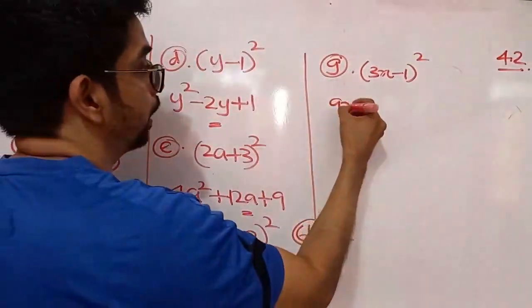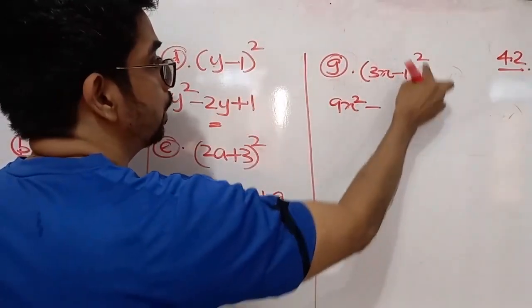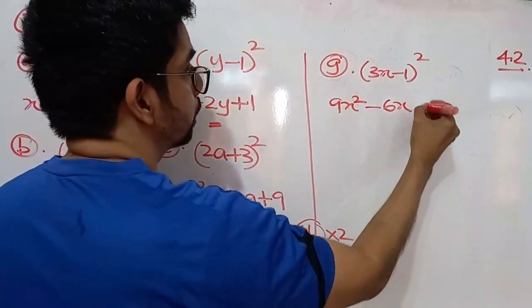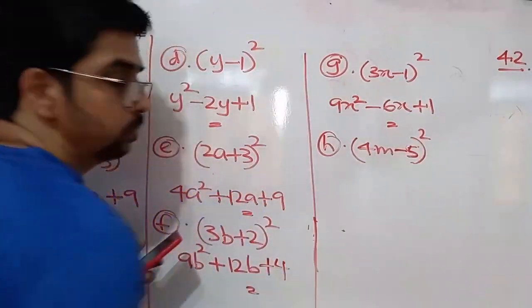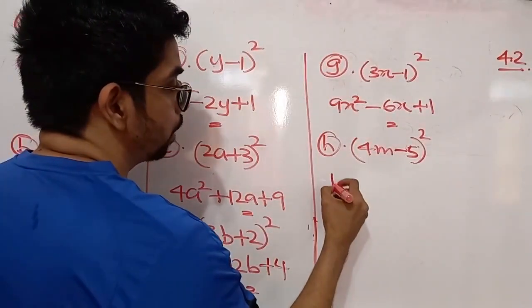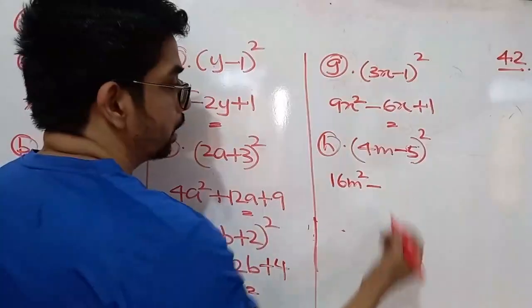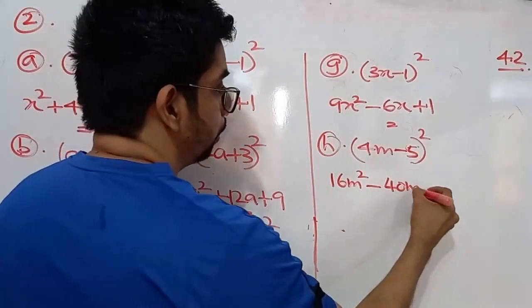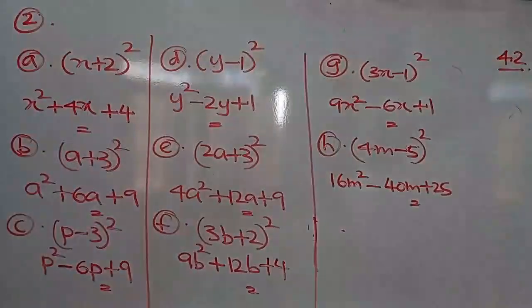So this becomes what? 9x squared minus 3x into 2. This becomes what? 6x plus 1. So we have a negative value. So definitely we will get a negative term here. So this becomes what? 16m squared, right, minus 40m plus 25. So that's the answer. Okay.